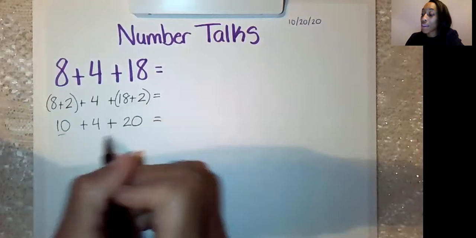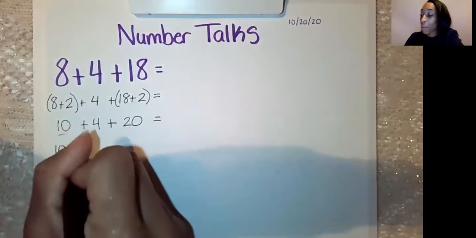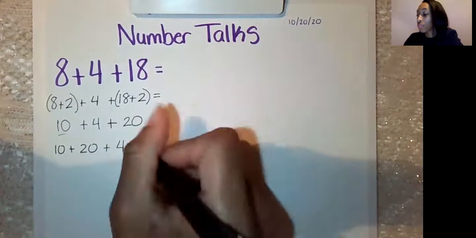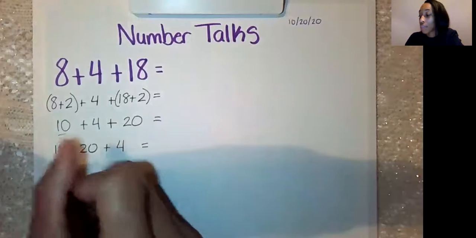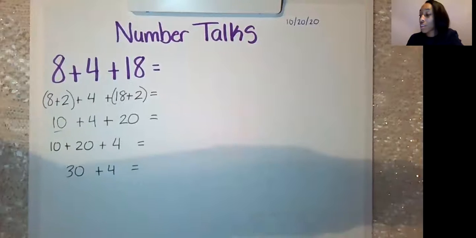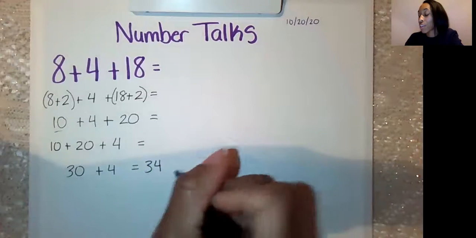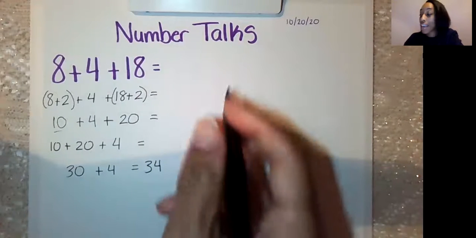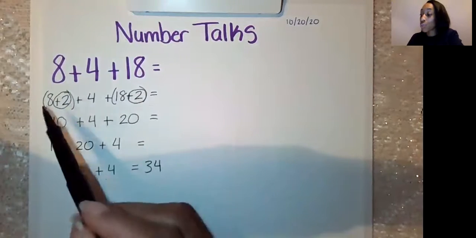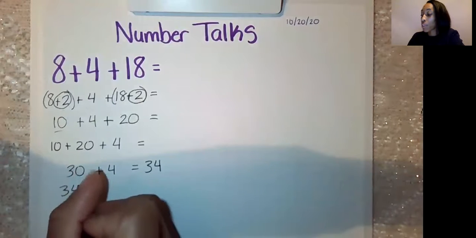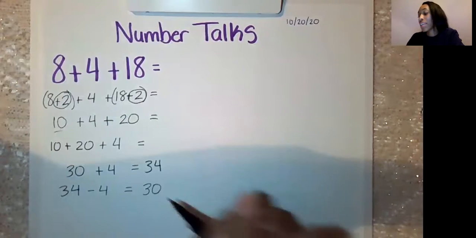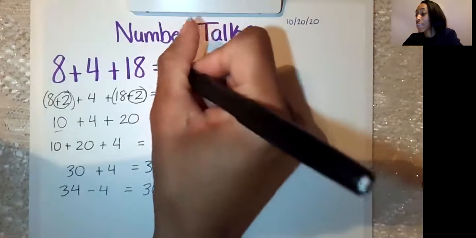So I'm going to go ahead and combine my 10s. Okay. So now 10 plus 20 is 30. Okay. So now 30 plus 4, that's easy. 34. Remember, I have to take away what I added to get to my friendly numbers. So 2 and 2 is 4. So I'm going to take 4 away from that 34 that I got, and my final answer is 30. So 8 plus 4 plus 18 is 30.